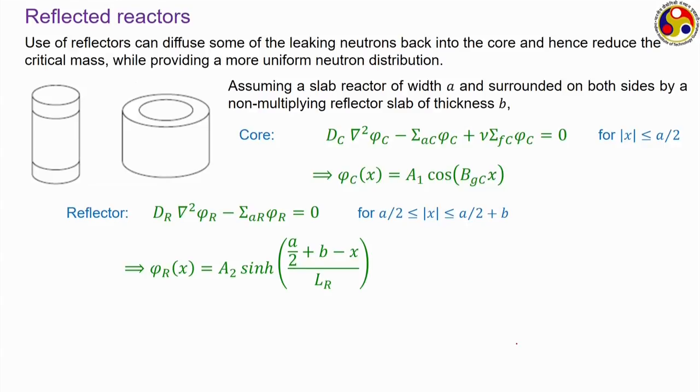So, A 1 and A 2 are the two coefficients that we need to solve using the power rating of the reactor and any such information. Now, what should we use as the boundary condition to get these values?